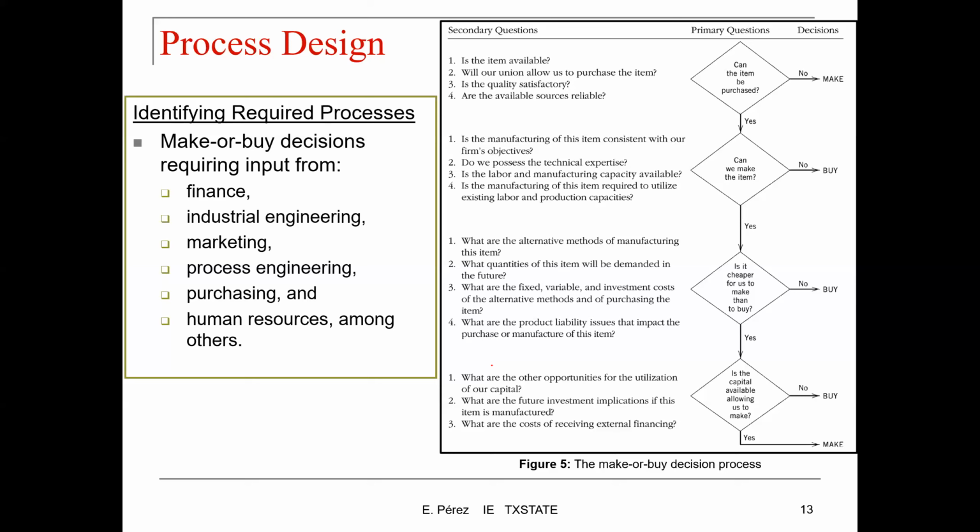For example, things to consider in this final step are: what are the other opportunities for the utilization of our capital? Is there any other investment that we can pursue with this money that will give us better income in the future, for example? What are the future investment implications if this item is manufactured? If we start manufacturing this item, can we sell it to other suppliers or to other manufacturers, and so on?